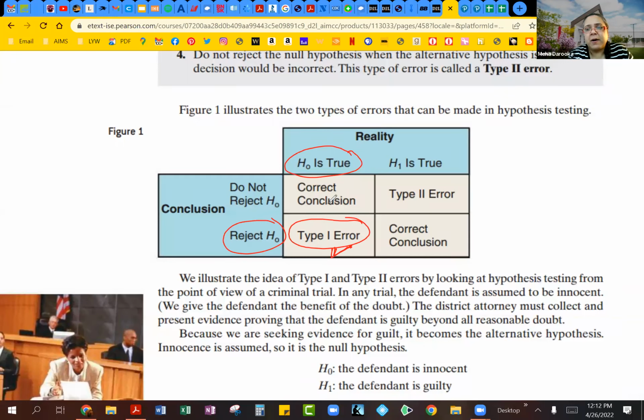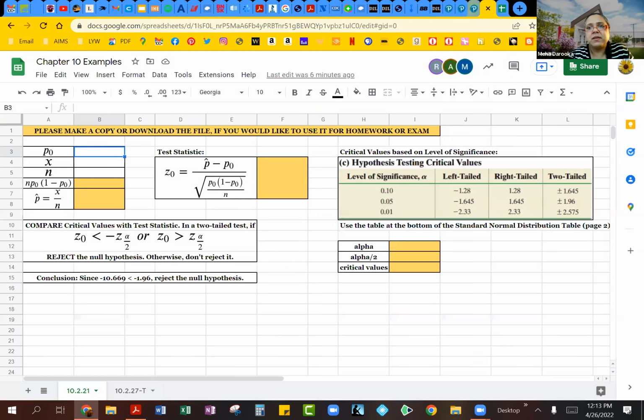If your alternative hypothesis was true, but you still did not reject the null hypothesis, that means you had a type 2 error. So you definitely need to understand what type 1 and type 2 error are. And then, of course, the alternative to that. So, a nice little table in your textbook to help you out with that.